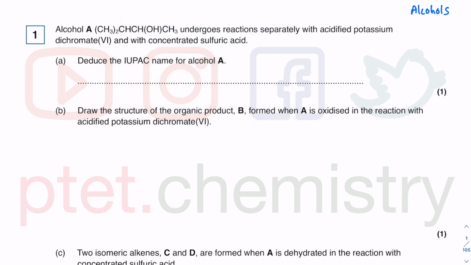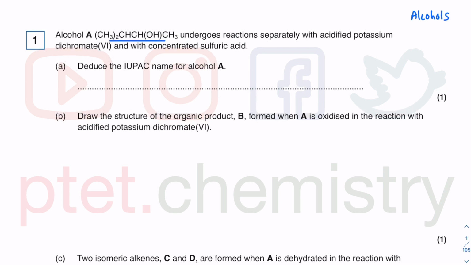In this first question, this is alcohol A. If I convert this into skeletal formula, because skeletal formula is the best, most elegant and fastest way to go through any organic question. So we have a CH3 twice. We're looking at the CH now, and there is a CH, and there is an OH, and there is a CH3. So let's follow this again.